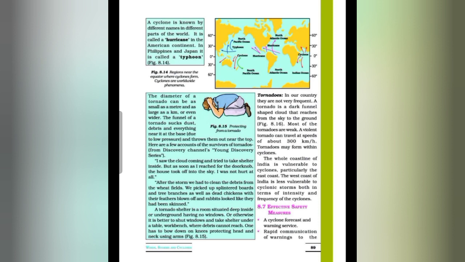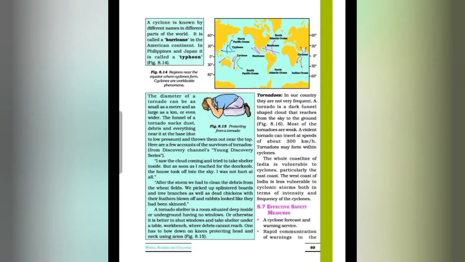Most of the tornadoes are weak. A violent tornado can travel at a speed of about 300 km per hour. Tornadoes may form within cyclones. The whole coastline of India is vulnerable to cyclones, particularly the east coast. The west coast of India is less vulnerable to cyclonic storms, both in terms of intensity and frequency. So students, a tornado is a violent, dangerous, rotating column of winds having the appearance of a dark funnel shaped cloud extending from the sky.